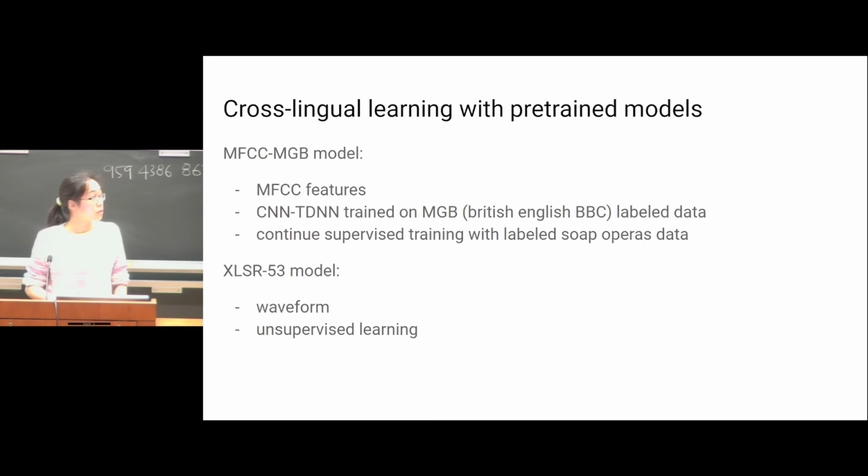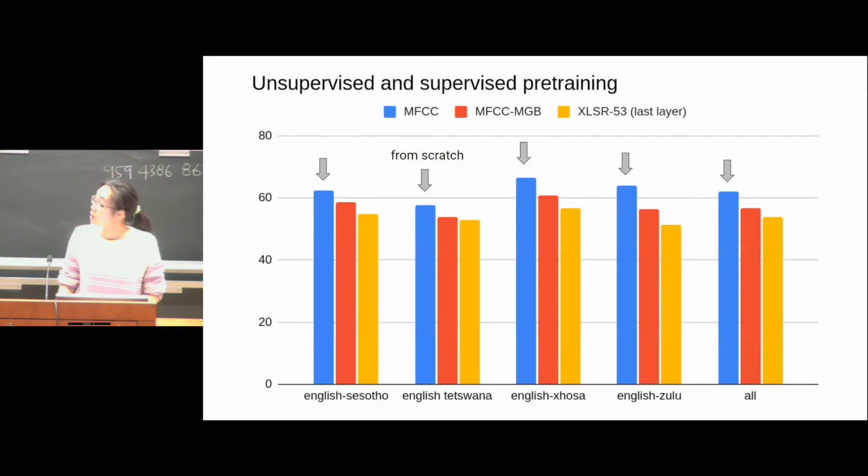And then we use it to continue training on the labeled data from the soap operas, so the South African data. And then you also have the XLSR model from before. And this time it's pre-trained with only waveforms and unlabeled data. And you have the multilingual setup. So again, you have the baseline in blue. So it's using the MFCC features. The acoustic model is trained from scratch.